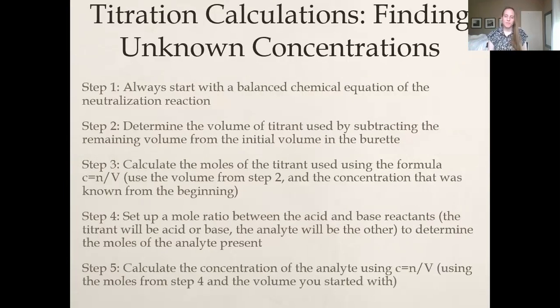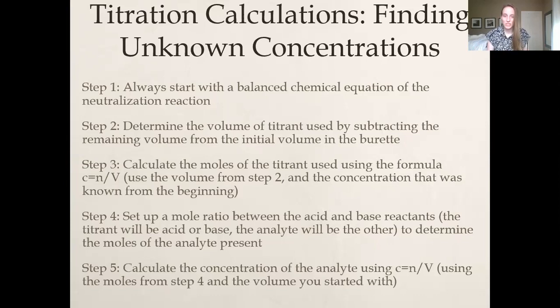So the first and most common type of titration calculation you need to be able to do is finding an unknown concentration. Almost always it is the analyte that you don't know the concentration of. So of course you start with your balanced chemical equation. With titrations, it's always a neutralization reaction.